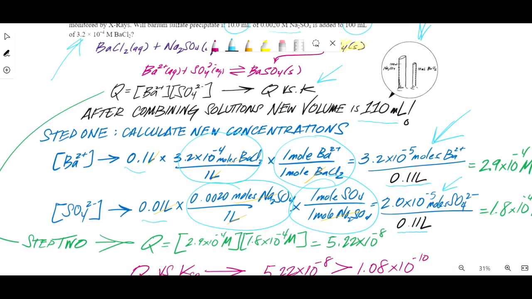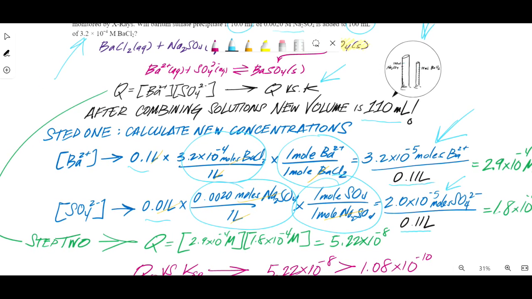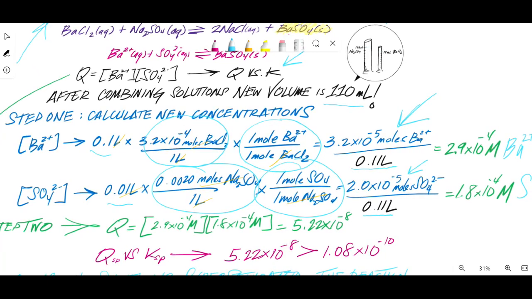So if you see a number and you're not exactly sure where it came from, make sure to follow the color backwards. So for example, the 0.11 liters in the denominator is in black. And if you go back up and look at the black writing, you'll see that I got that from the combination of the solutions, which was 110 mLs.